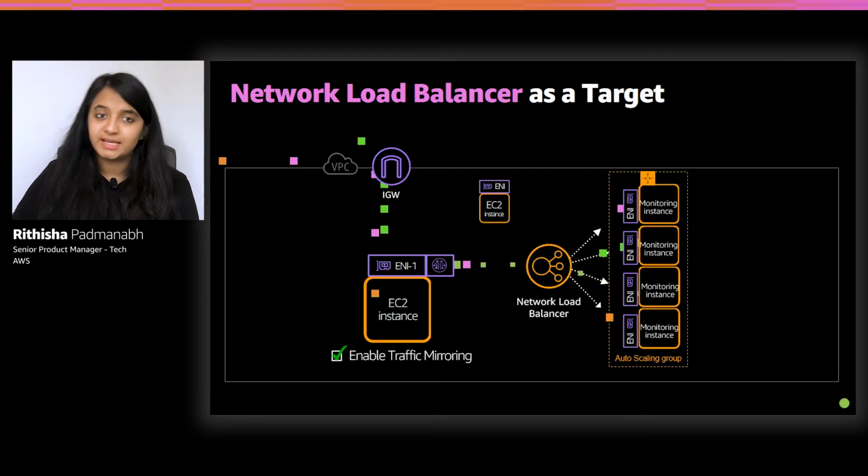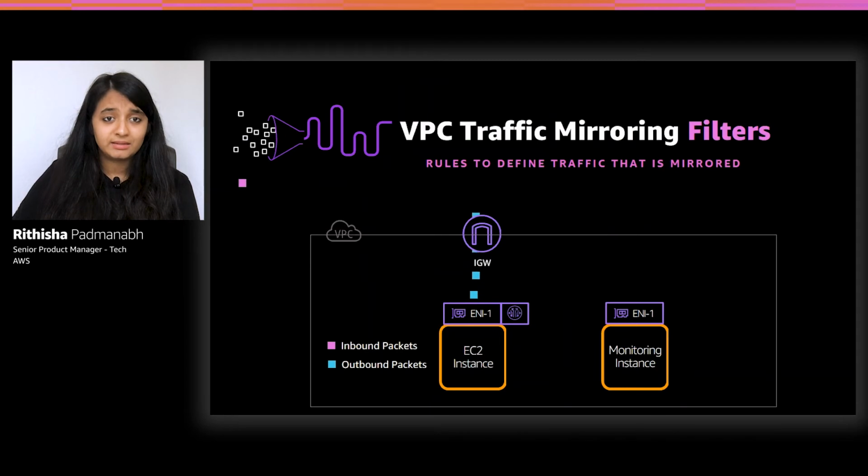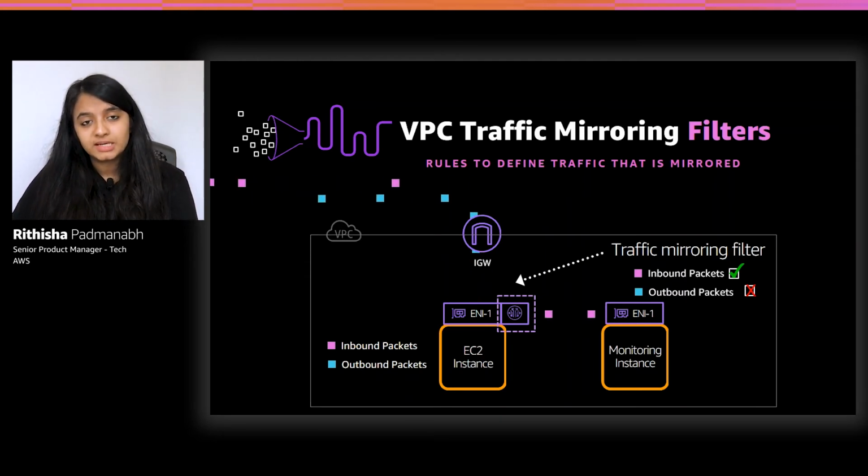Now let's go to the second component, which is filters. Filters are essentially like NACL rules that define which subset of your traffic should be mirrored, right? In this example, we're mirroring only the inbound packets and not the outbound traffic. Why use filters at all? Why can't we just mirror all the traffic always, right?